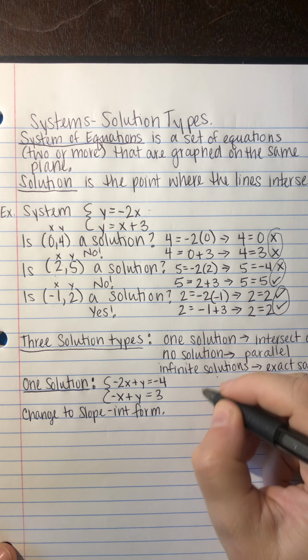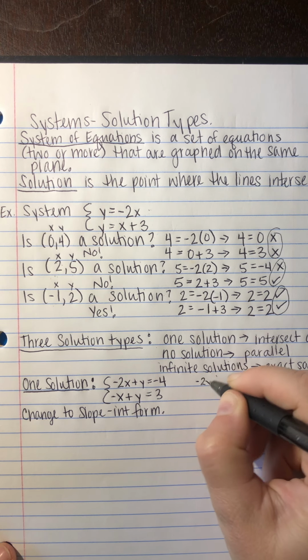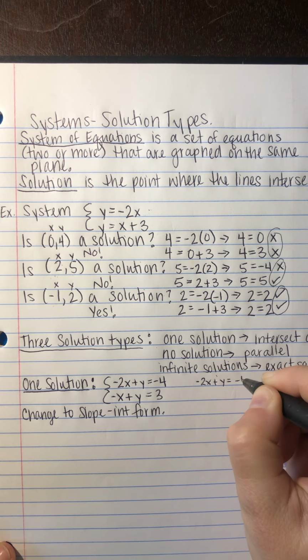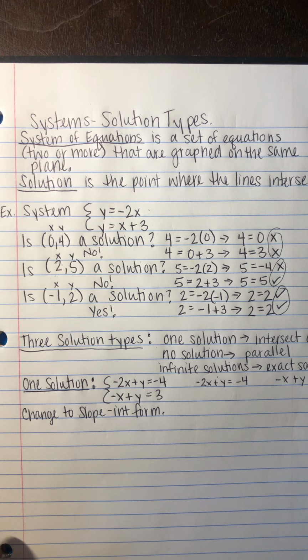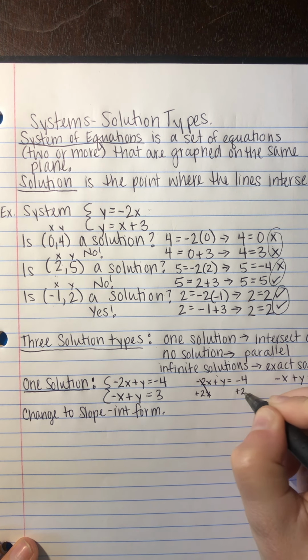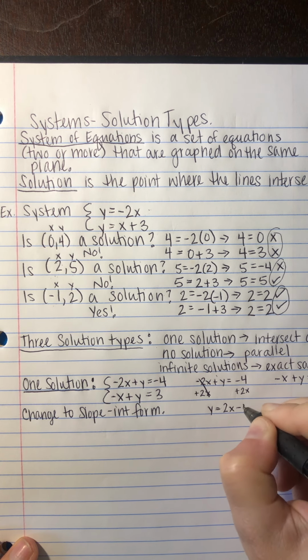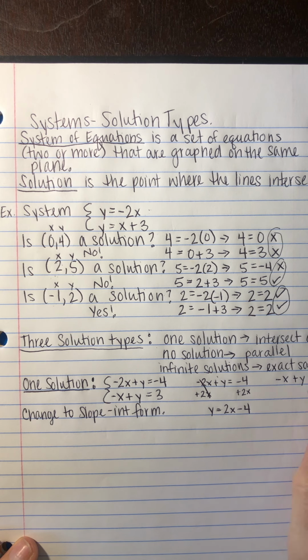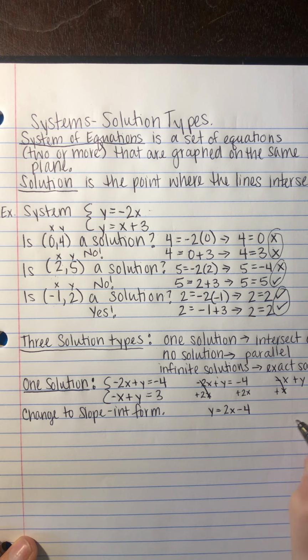All right, so I'm going to start up here just to save a little bit of room. So we're going to have negative 2x plus y equals negative 4, and then we're going to have negative x plus y equals 3. We're going to change these into our y equals form. So we're going to add 2x and add 2x, and we're going to end up with y equals positive 2x minus 4.